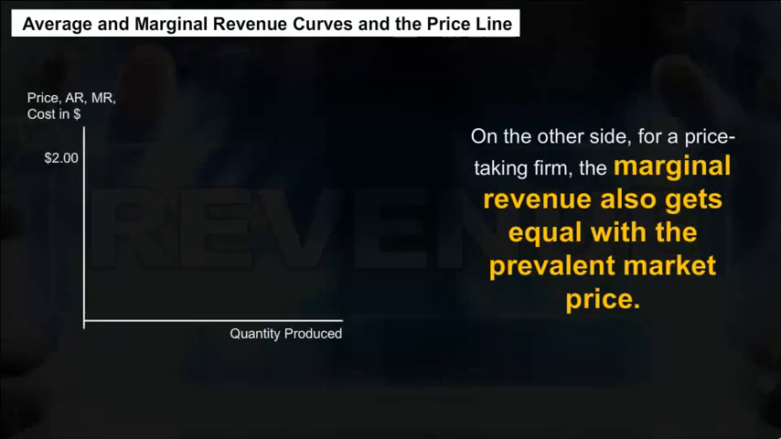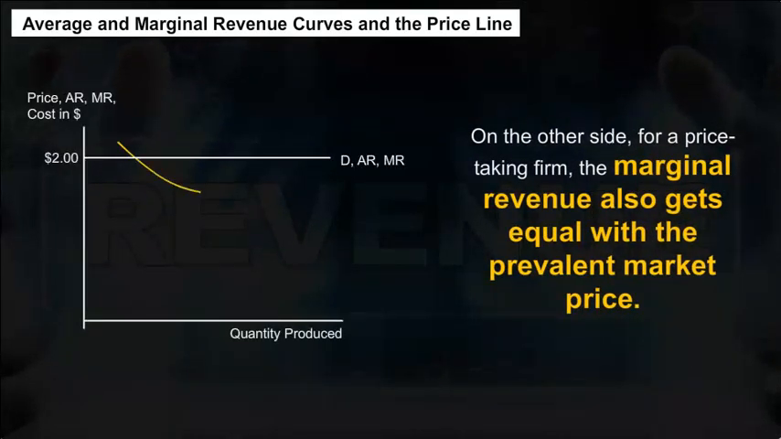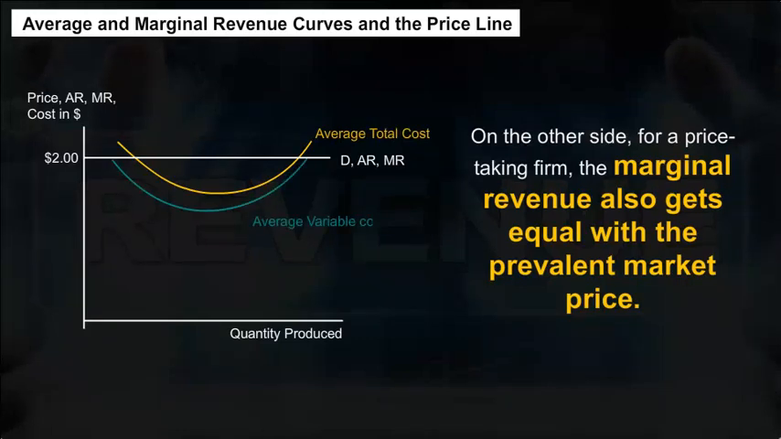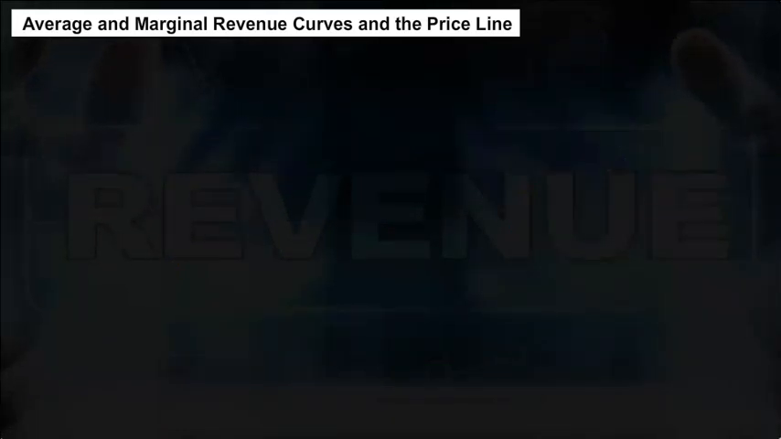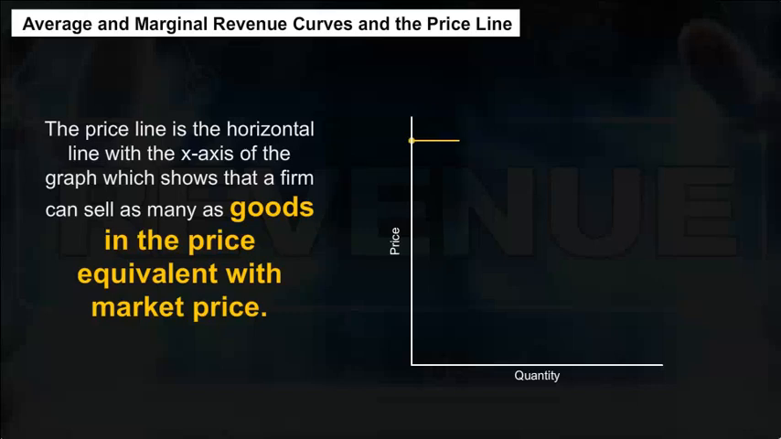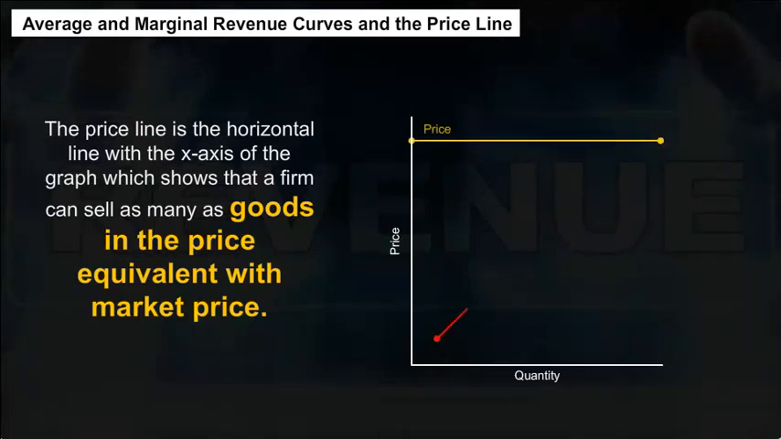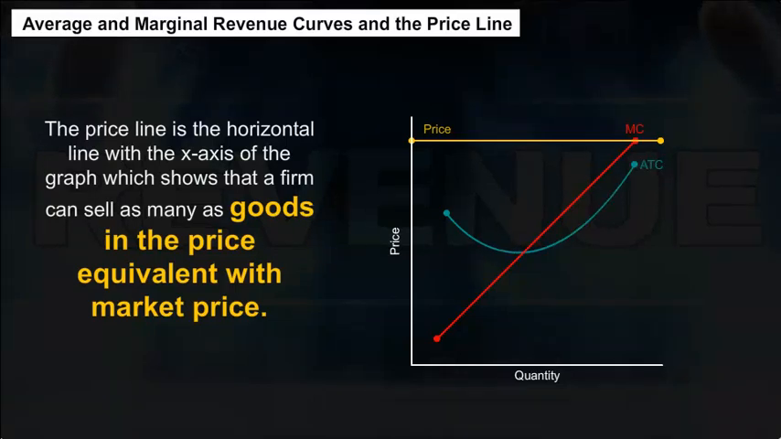On the other side, for a price-taking firm, the marginal revenue also gets equal to the prevalent market price. The price line is the horizontal line parallel to the x-axis of the graph, which shows that a firm can sell as many goods as it wants at a price equivalent to the market price.